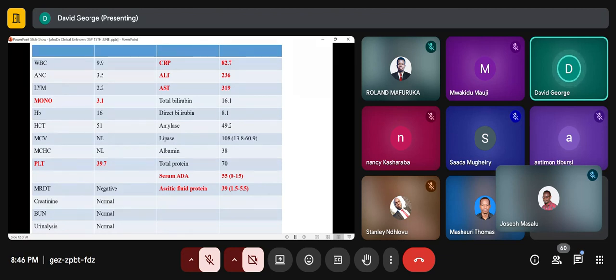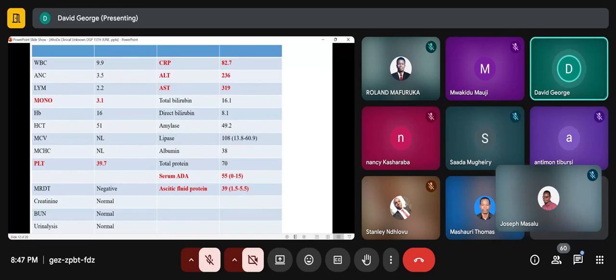So here are the labs, and I tried to highlight the ones that are abnormal, so it can be easier for you to pick them. On CBC, the absolute neutrophil count as well as total WBC count were normal, but monocytes were elevated at 3.1. Hemoglobin was 16, hematocrit 51, MCV, MCH normal. Platelet count was 39. RDT negative, creatinine, BUN, as well as urinalysis were normal.